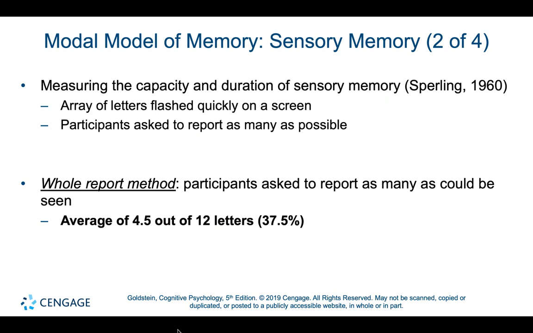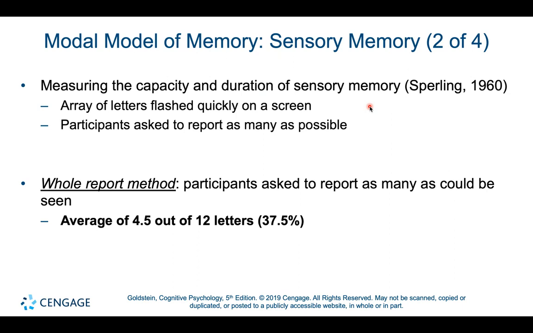So how do we know that this is how sensory memory works? Well, there is one really perfect experiment by Sperling in 1960 that really shows us the properties of sensory memory. So we're going to break down this experiment in detail. What Sperling wanted to do was measure the capacity and the duration of sensory memory.